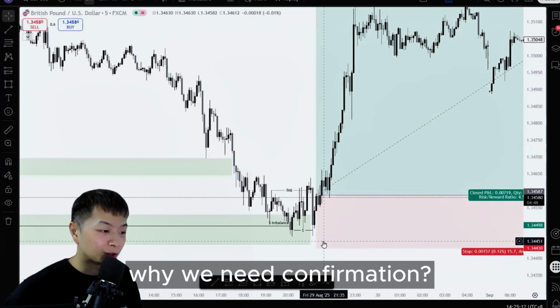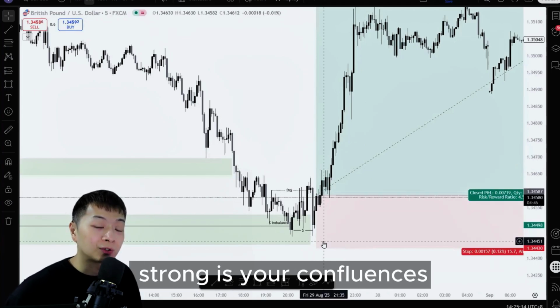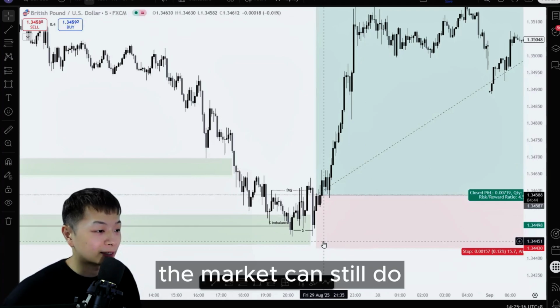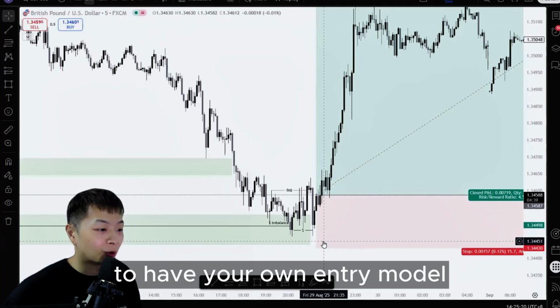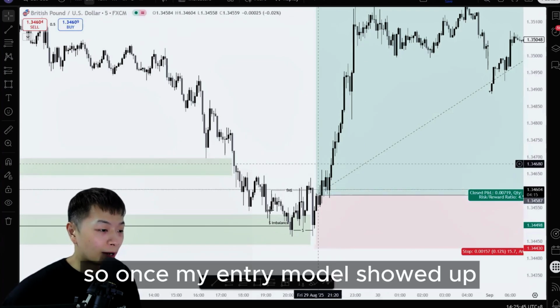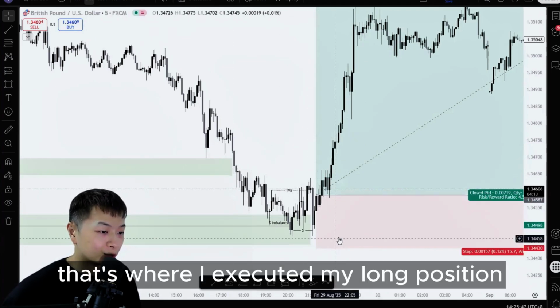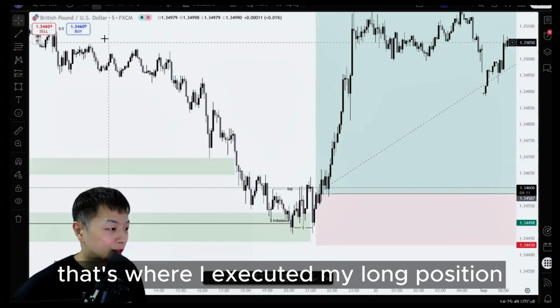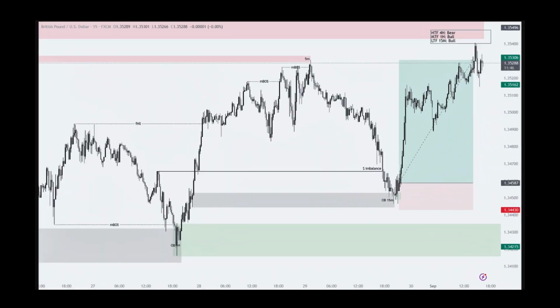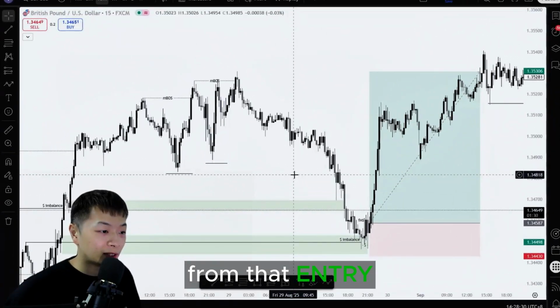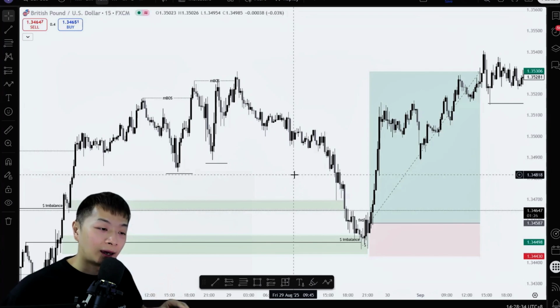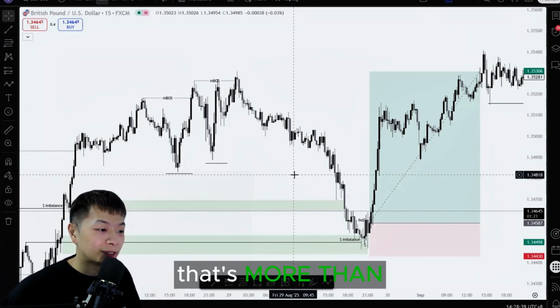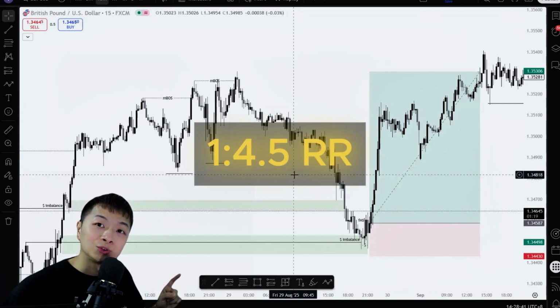Why do we need confirmation? Because no matter how strong your confluences are, the market can still do whatever it wants. So it is very important to have your own entry model. So once my entry model showed up, that's where I executed my long position. From that entry, the market rallied nearly 100 pips. And with a tight stop loss, there's more than 1:4.5 risk to reward trade.